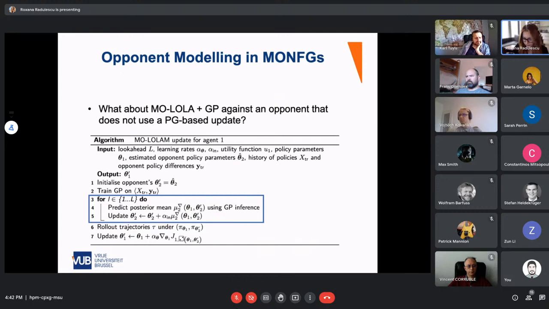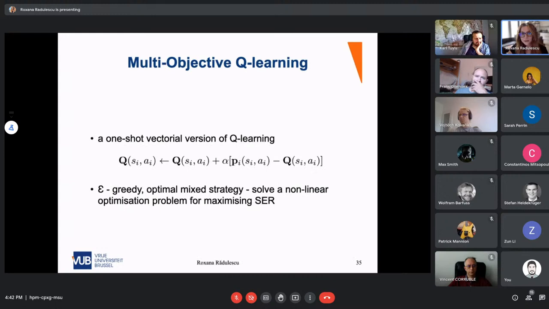Well, to put this to the test, we have also introduced another algorithm here, the multi-objective Q-learning. It's basically a one-shot vectorial version of Q-learning. We use epsilon greedy action selection, but when the agents need to select their optimal action, what we are doing is allowing them to derive their actual optimal mixed strategy and then sample from that. How do we do this? Well, at every action selection point, agents will have to solve a nonlinear optimization problem for maximizing their SER. So let's see what happens when we play against them.